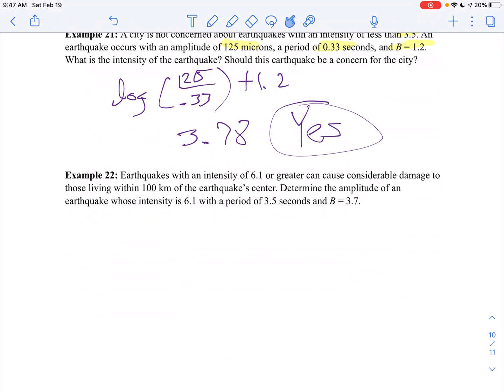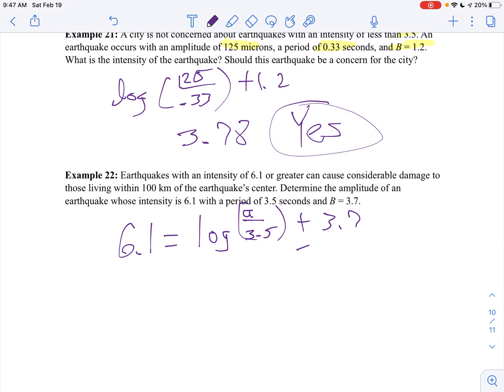An earthquake with an intensity of 6.1 or greater can cause considerable damage to those living within 100 kilometers of the earthquake center. Determine the amplitude of an earthquake whose intensity is 6.1 with a period of 3.5 and B of 3.7. Okay, so in other words, this time we're going to have to work backwards. We know the intensity is 6.1. What I don't know is the amplitude. So I'm going to say 6.1 equals the log of A over 3.5 plus 3.7.